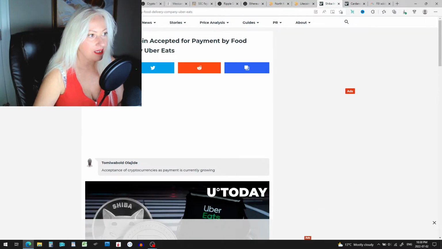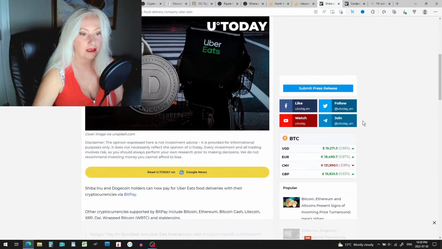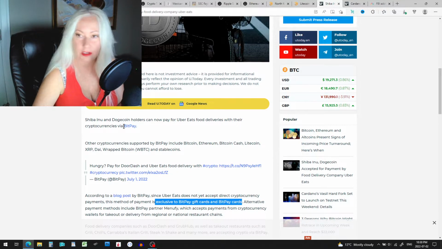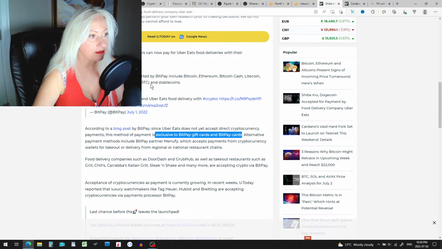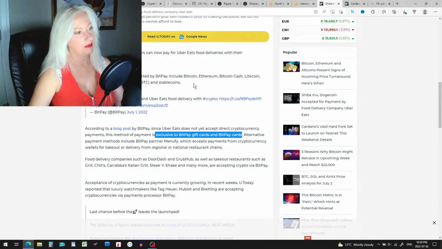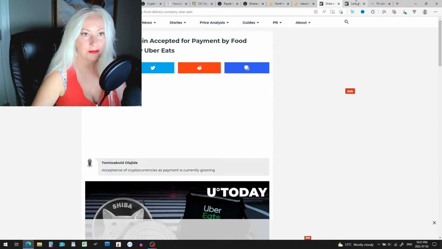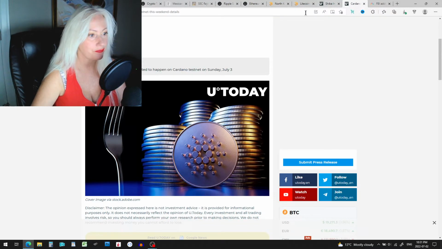Where do we have here? So SHIB and Doge accepted as payment by food delivery company Uber Eats. Yes. And you can pay via BitPay. BitPay also supports Bitcoin, Ethereum, Bitcoin Cash, Litecoin, XRP, DAI, Wrapped Bitcoin, and stablecoins. So yeah, if you want to pay with your crypto, I don't know who really wants to give away their crypto though at the bottom, but yeah.